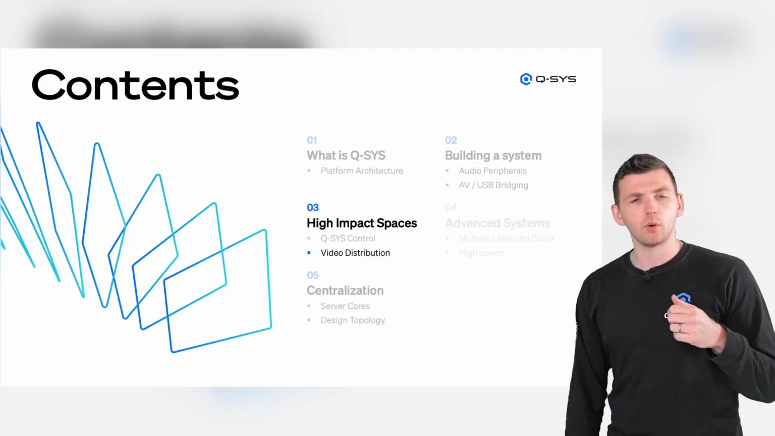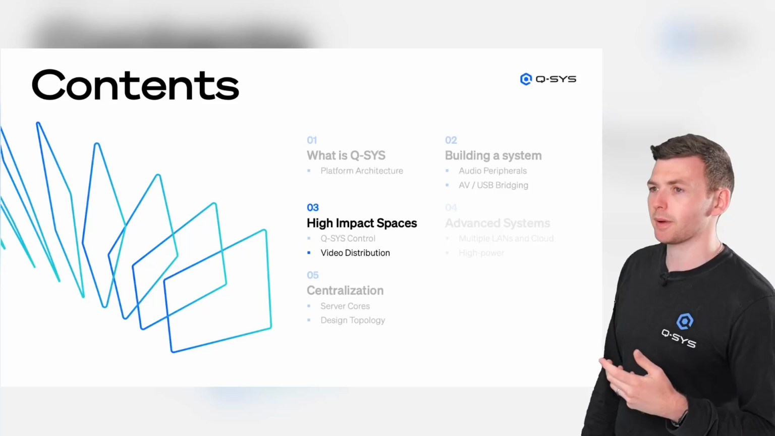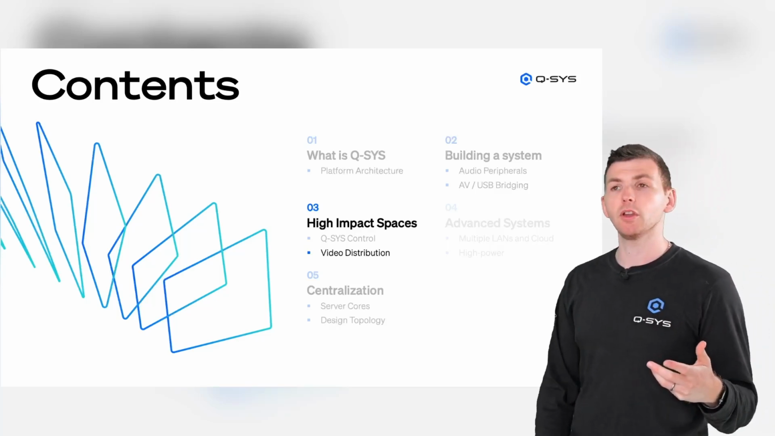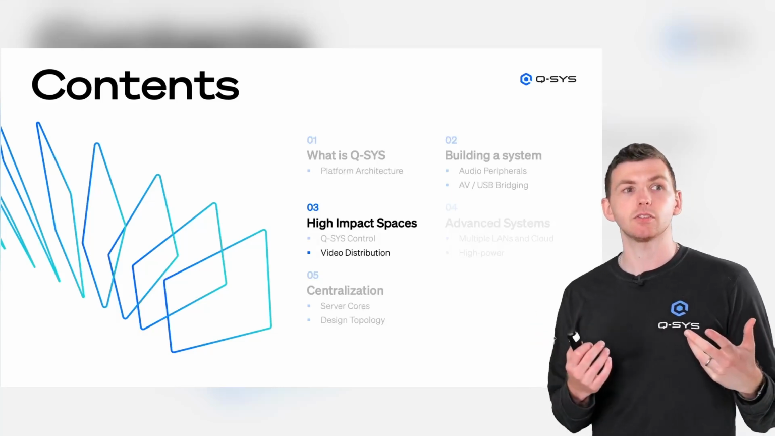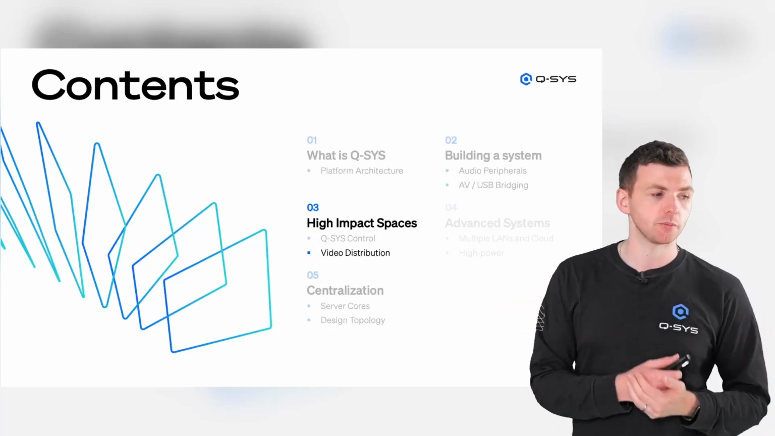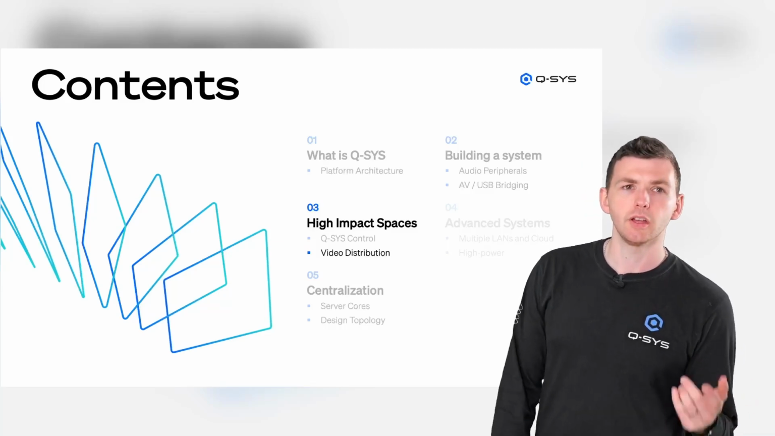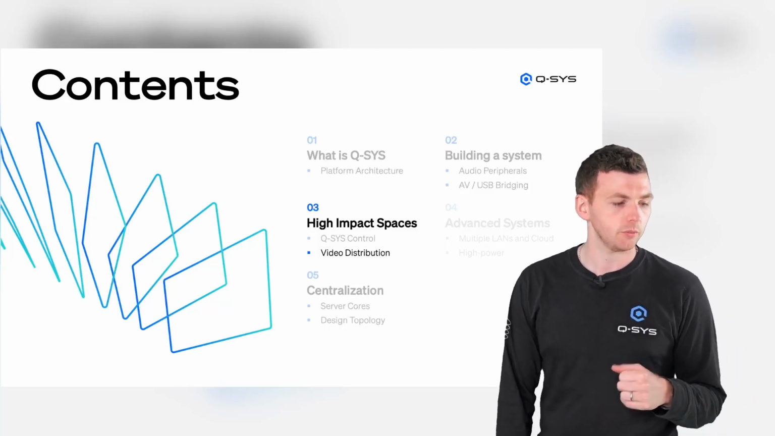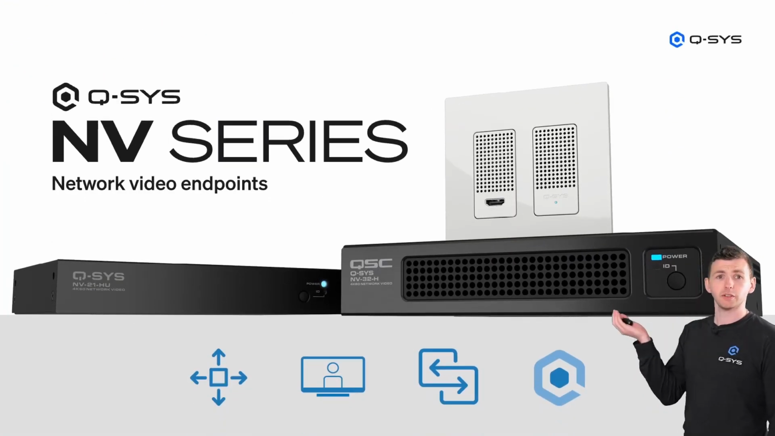Now what about video distribution? Another really important thing for high impact spaces, because we're probably going to want multiple sources, multiple displays, and maybe the ability to do some clever things with the video distribution there. So that's where we're just going to talk about another category of Q-SYS peripheral, which is going to be this. It's going to be the NV series. Guess what it stands for?